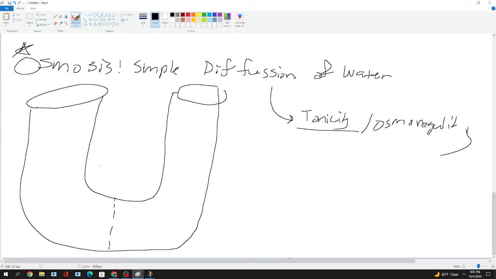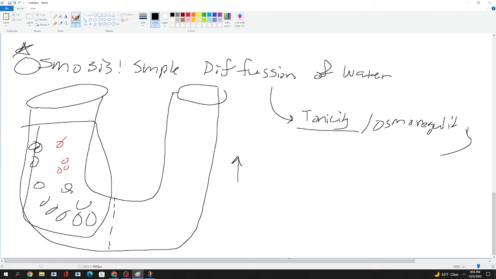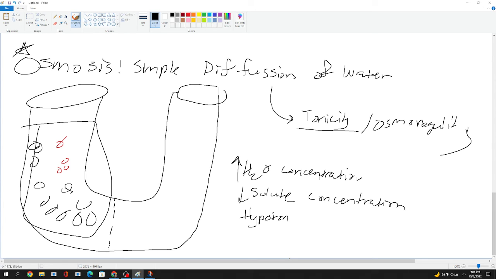Basically what happens is the following. Let's say I have water and solute. Solute is just something that binds to water. Let's assume that these black things are all water and I have a very minimal amount of solute. What I would call this type of solution, where I have high H2O concentration and low solute concentration, things that attach to water, by the way, this is like your normal drinking water too, low solute concentration, I call these hypotonic.